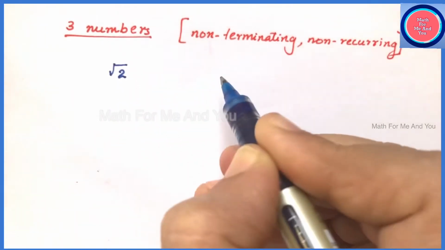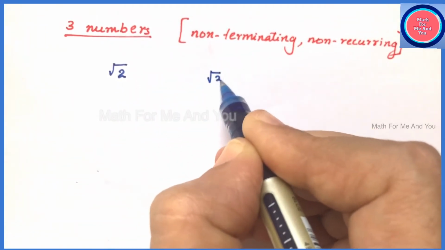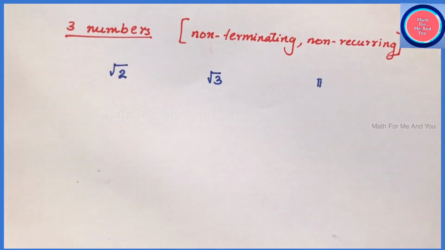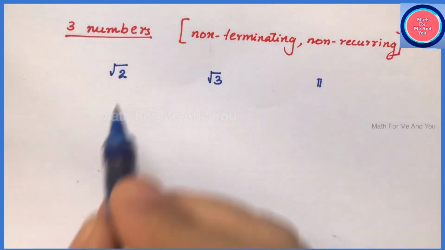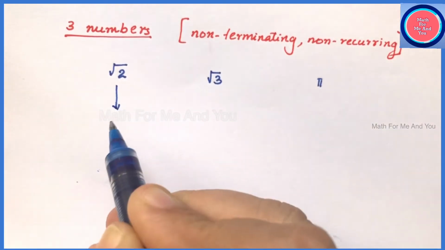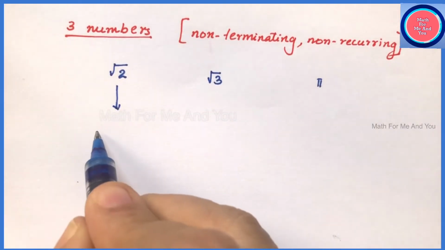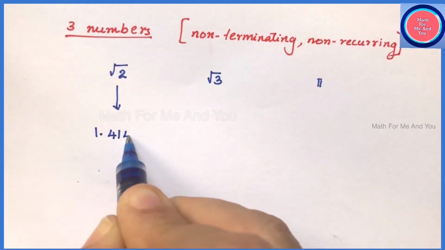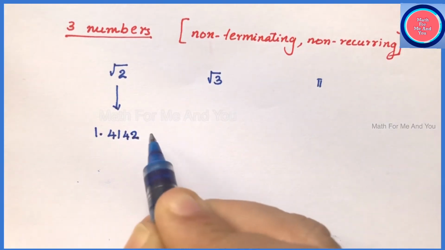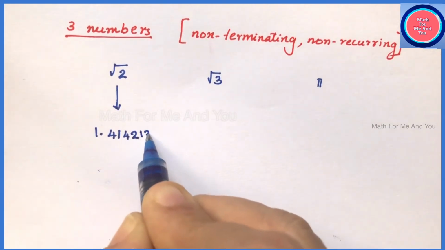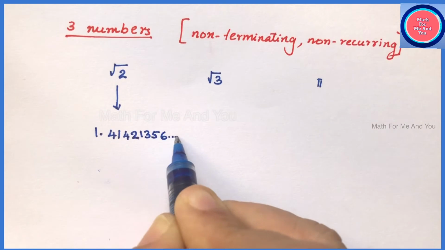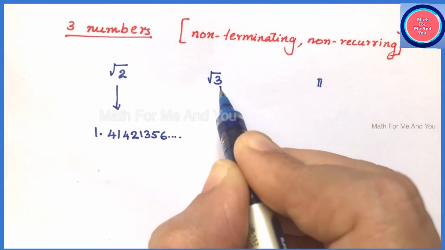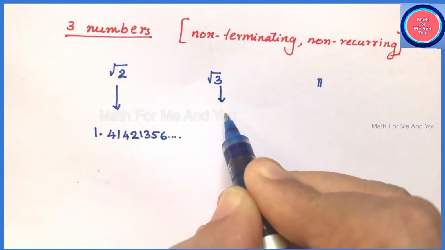Very common examples: root 2, root 3 and pi, because non-terminating, non-recurring numbers are irrational numbers. What is root 2? We can write its decimal form: 1.4142 1356 etc. See, all the digits are different and it's non-terminating. It does not stop.